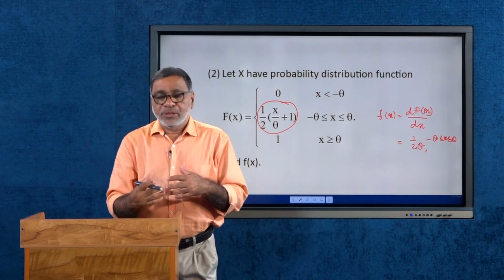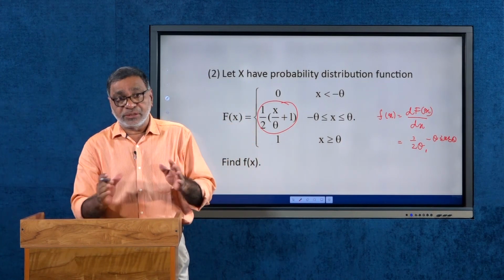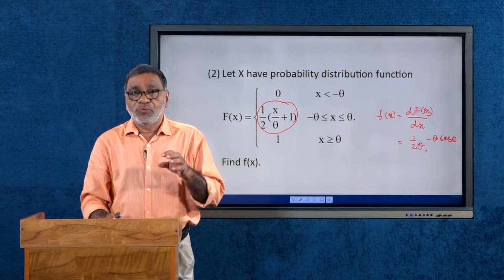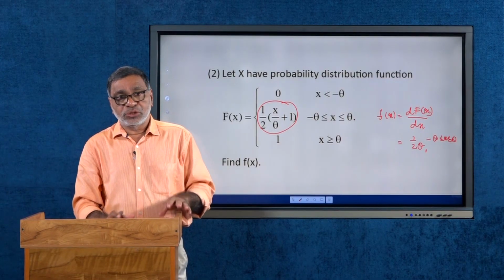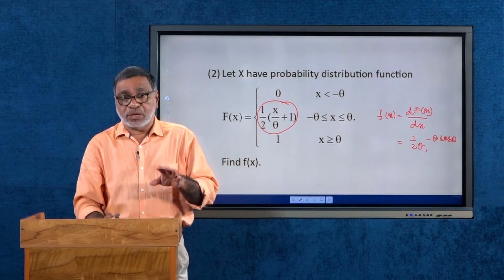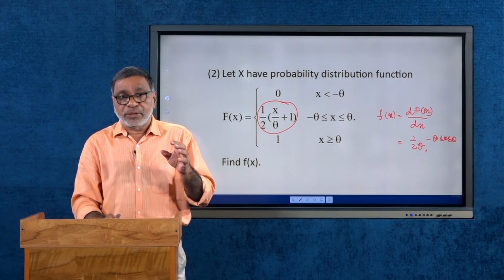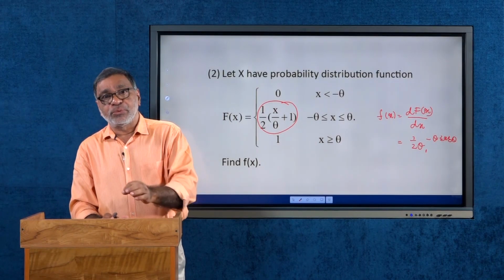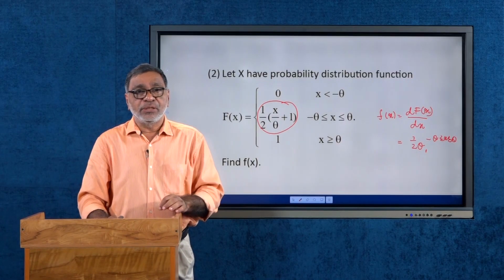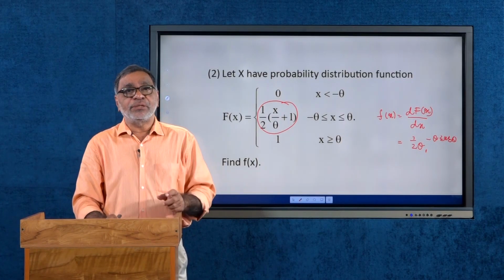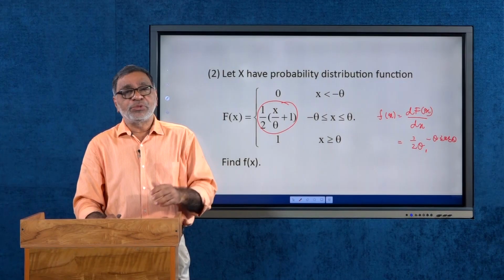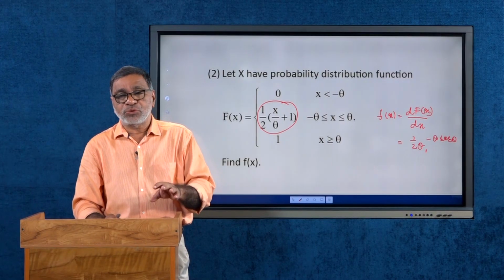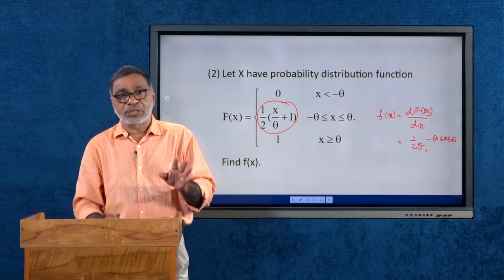So that means you can find the probability density function when the distribution function is given. So these two examples establish that if you are given the distribution function, it is possible to find the probability density function, and if the probability density function is given to you, it is possible to find the distribution function for the continuous random variable using this technique.